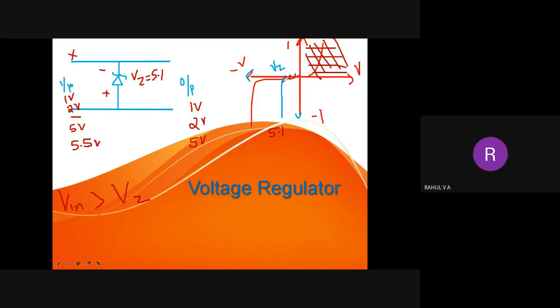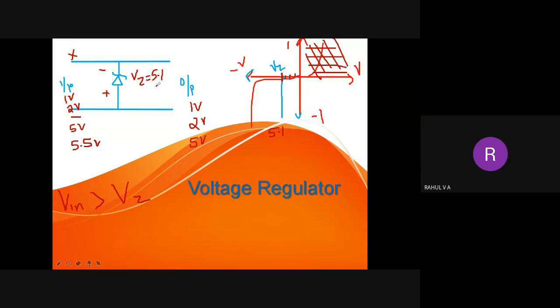So once breakdown has happened, the voltage across the Zener diode is... where does the breakdown happen? The breakdown happens at this point. So if you see the plot, the voltage across the Zener diode is not increasing. It's not at all increasing. Okay, so breakdown happens at 5.1 volt.